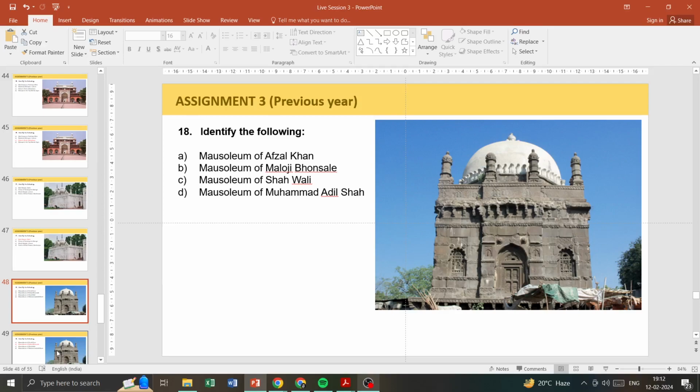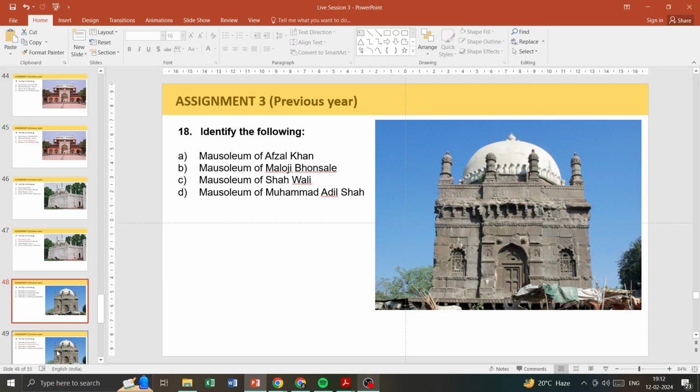Now one question has been given. Again, a picture has been shown, and then options have been given to identify which mausoleum this is. So the options are Mausoleum of Afzal Khan, Mausoleum of Maloji Bhosle, Mausoleum of Shah Wali, Mausoleum of Muhammad Adil Shah.